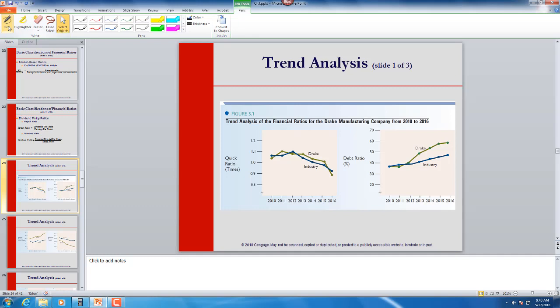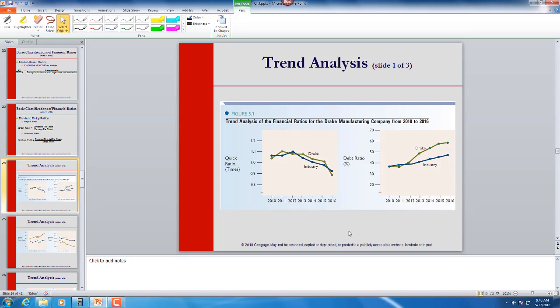Let us start with the quick ratio. Now, if you look at the quick ratio here, this company is roughly the same as where the industry is. As you can see, both the industry, which is represented by the dark blue, and Drake are very close to each other. That means this company is roughly where the industry average is, which is fine.